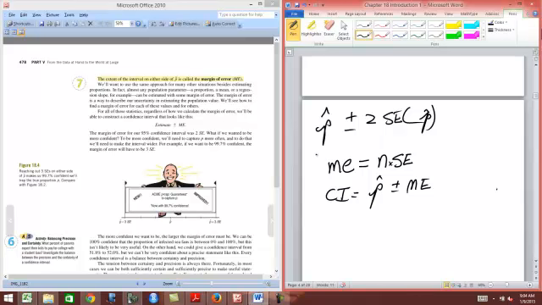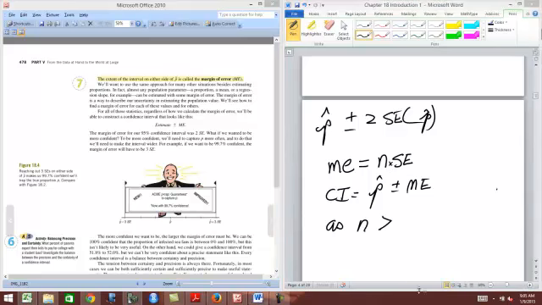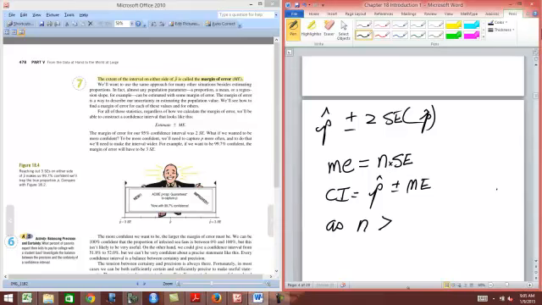Okay. Now, if we want to be more confident, we can increase n from 2 to 3 or whatever. But if we do that, as n, the number of standard errors, approaches infinity, or let's say, let's do this the other way. I'll write this in words.